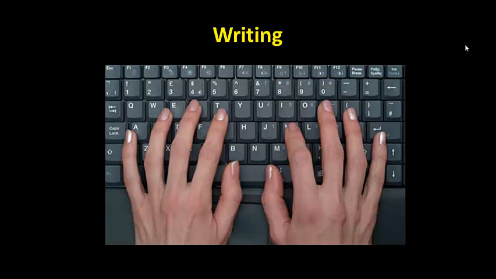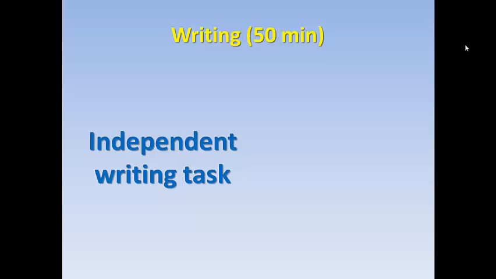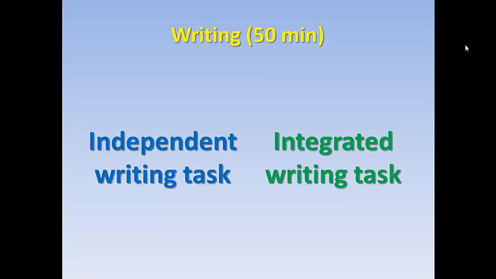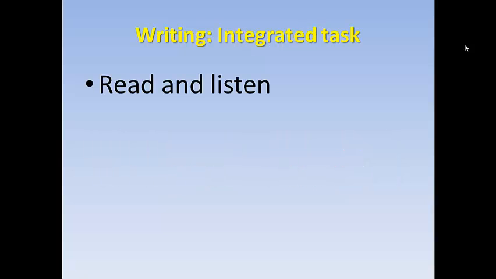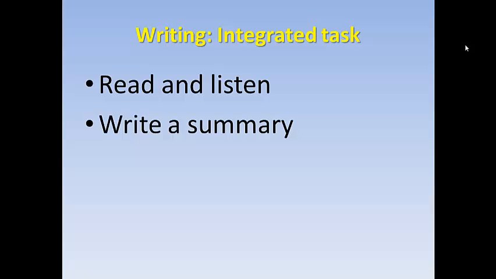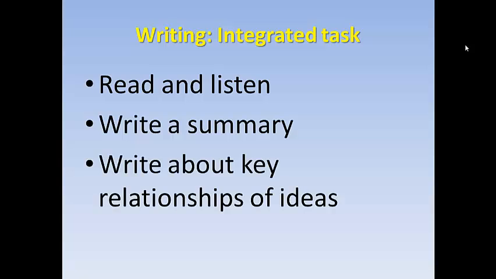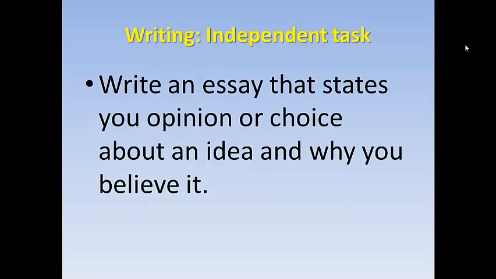Okay, and we'll get to our writing section here. You're going to have 2 subsections of the writing task, an independent task and an integrated writing task. Well, what does that mean? Okay, well, in the integrated task, you're going to read and listen to what's presented, write a summary of that, and write about key relationships of those ideas in the information that's provided. So not only will you be asked to summarize that in your writing, but draw those relationships, draw those links between those ideas.